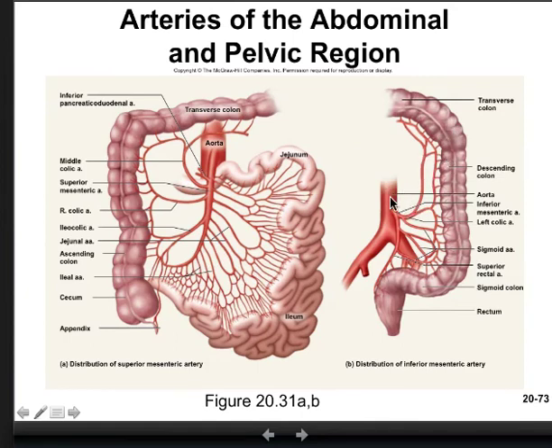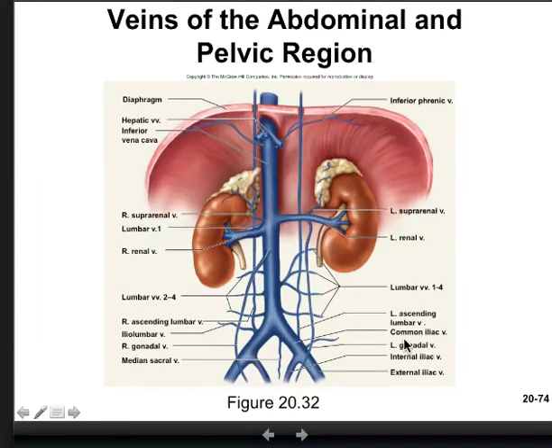And then if we look at the transverse and descending colon, you can pick up here again the abdominal aorta. Here is the inferior mesenteric artery branching off into the left colic artery, the sigmoid arterioles and the superior rectal artery, and then finally we have blood supply here to the rectum and the anus. Okay, veins of the abdominal and pelvic region, very similar to the arteries of the abdominal pelvic region.